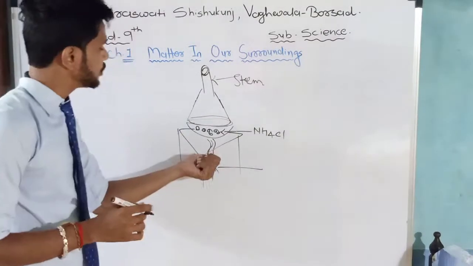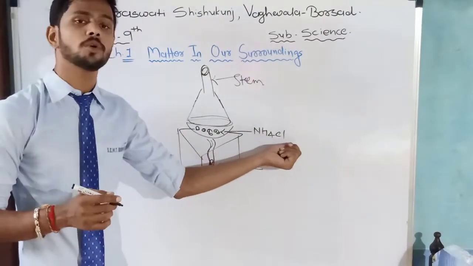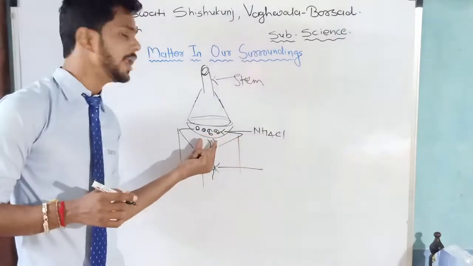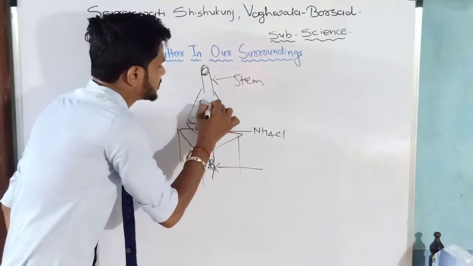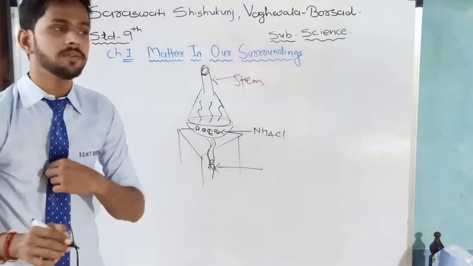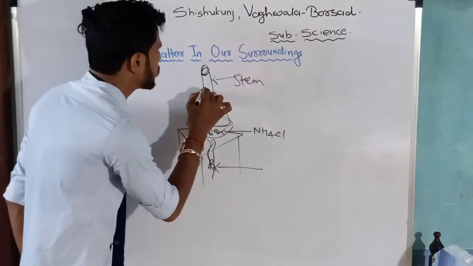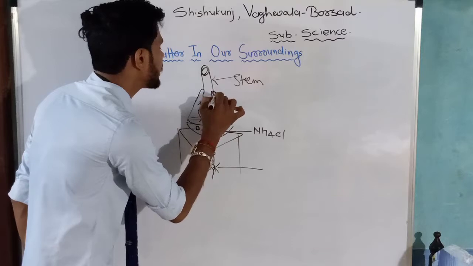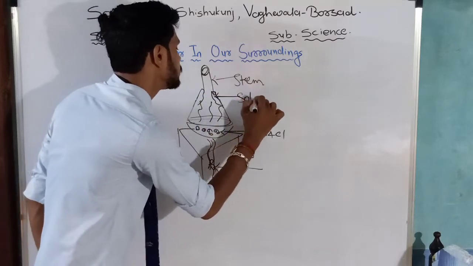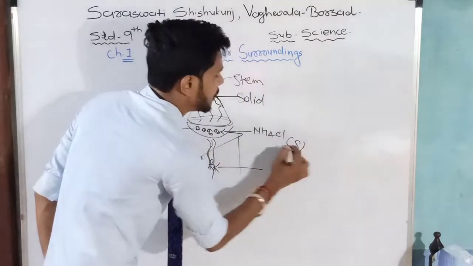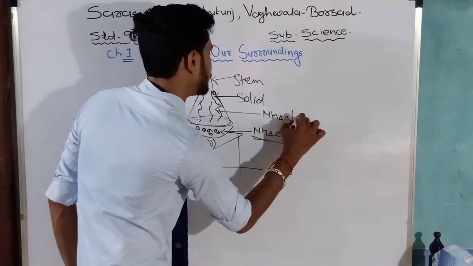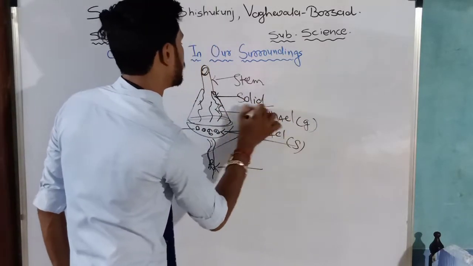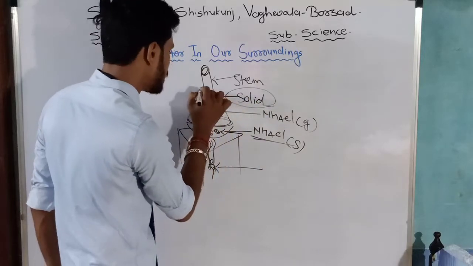Okay, now I am going to give some heat to this ammonium chloride, that is NH4Cl. That solid ammonium chloride is directly converted into the gaseous state without involving the liquid state, and this gaseous state on the cooler part of this funnel is directly converted into the solid. So here we have solid ammonium chloride, and here NH4Cl in the form of gas, and again here NH4Cl but in the form of the solid.